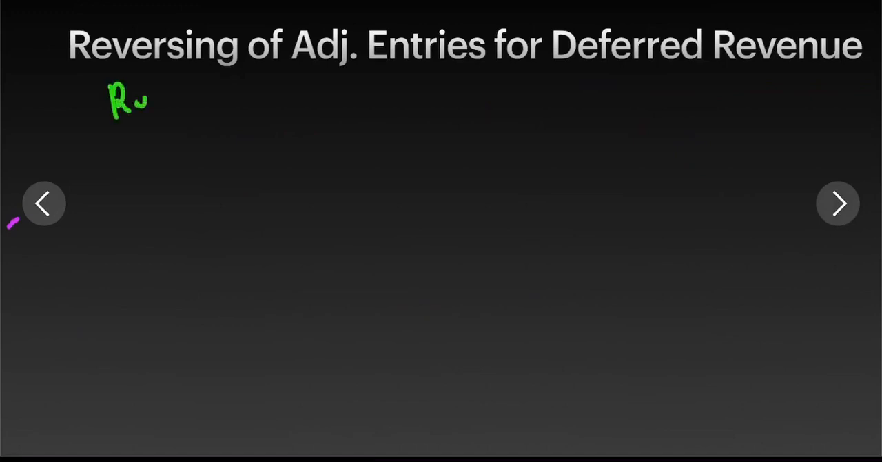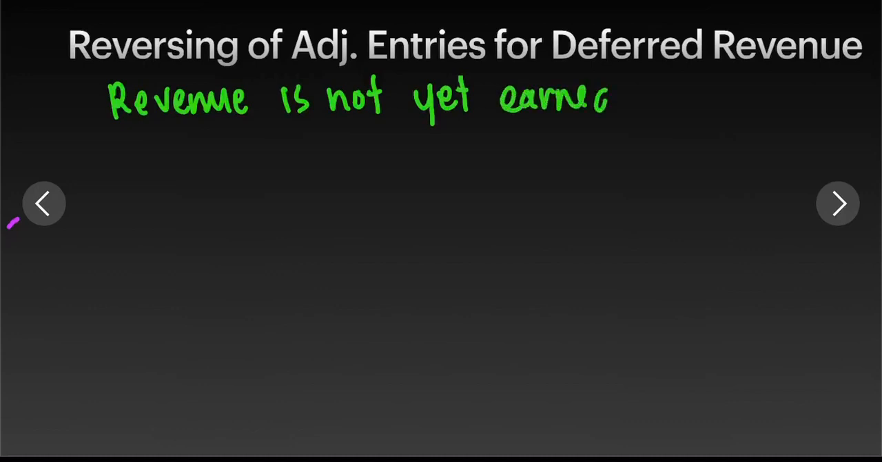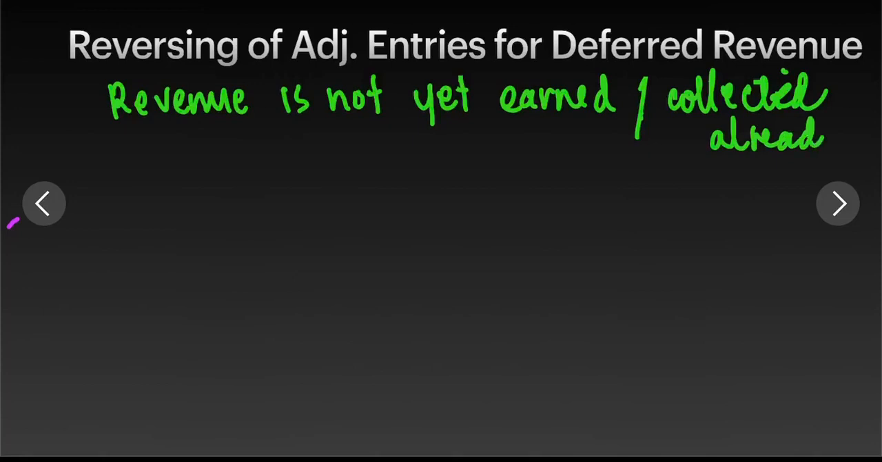Meaning, the revenue is not yet earned. And there is a possibility for collection already. It is not yet earned, but possible to be collected already.